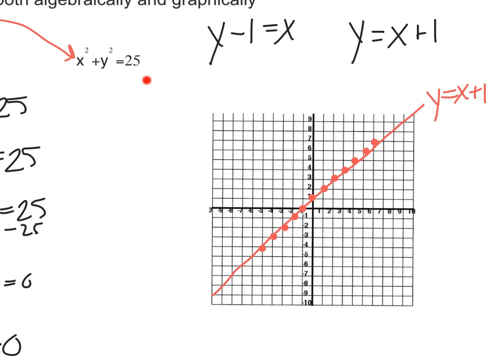Now, how about this: x squared plus y squared? You can't type this in your calculator because it doesn't say y equals, and you can't really make it say y equals. Well, I guess you could take the square roots eventually, but we're not going to go there. What is this an equation of?